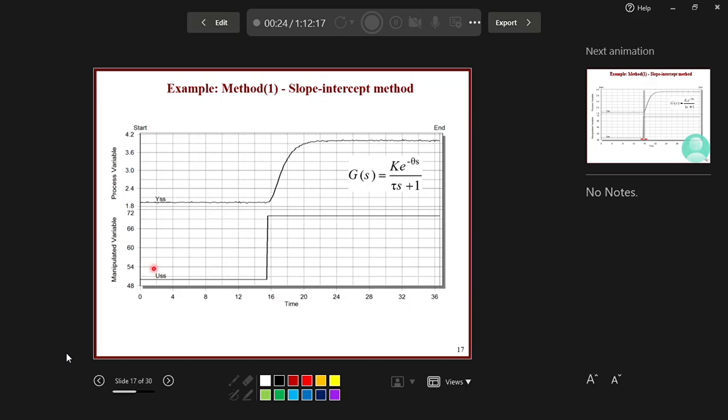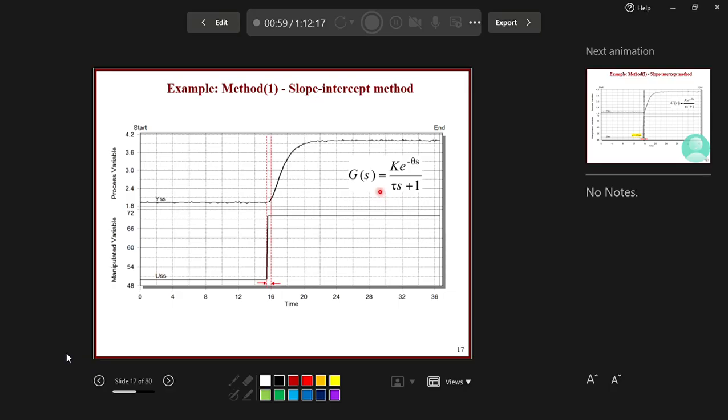This is the curve for the input. The input has changed suddenly at this time from a value of almost 50 to a value of 70. Because of this change, the process reacted. It was at a steady state point, and then it went up to another steady state value in an exponential manner, not necessarily first order, but we will be approximating it with a first order model.